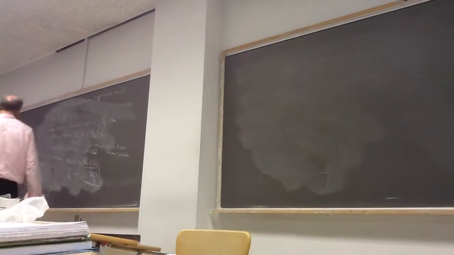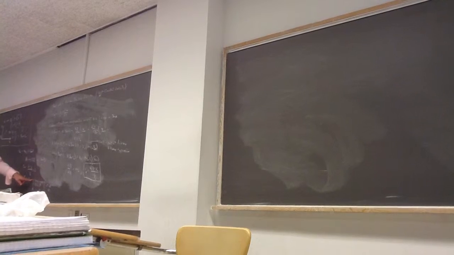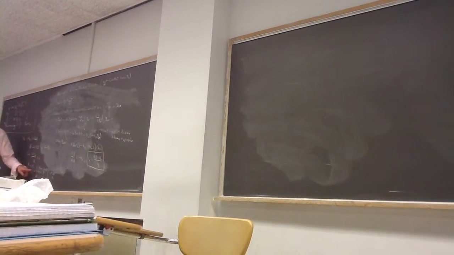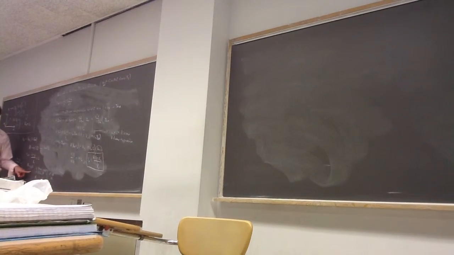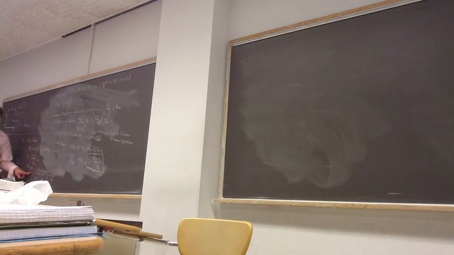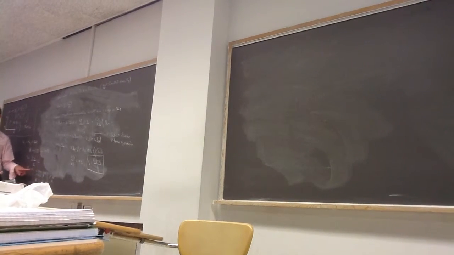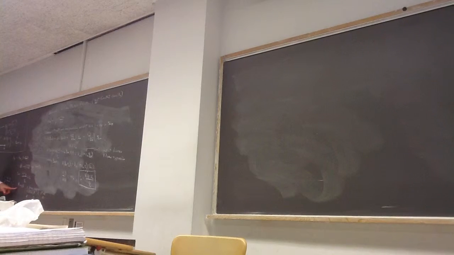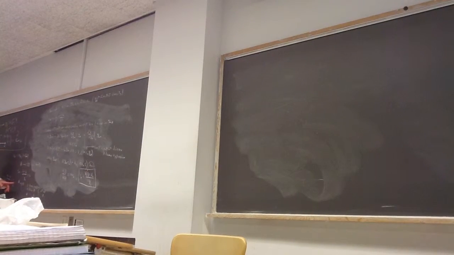I start out with 2 liters of inerts. That doesn't change. I start out with 1 liter of A. 1 liter of A turns into 2 liters of B. So at the end of the reaction, I still have 2 liters of inerts, I have 2 liters of B, and no liter of A. So 2 plus 2 was 0.